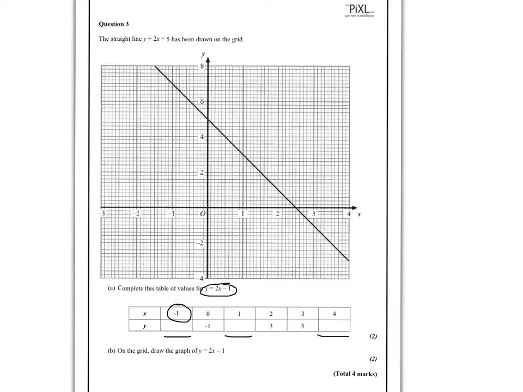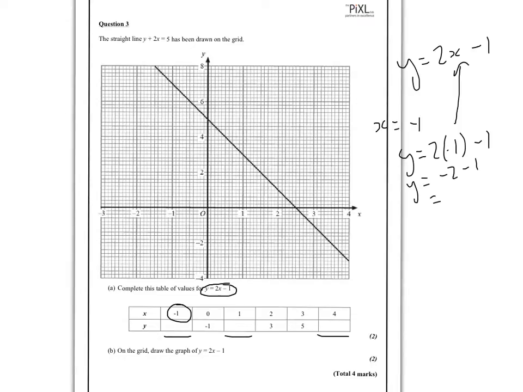So for the first one, when x is minus 1, I'm going to say y equals 2 times minus 1 minus 1. So all I've done is substituted minus 1 into the equation, y equals 2x minus 1. I've just changed that x for minus 1. So we get y equals minus 2 minus 1, which is minus 3.